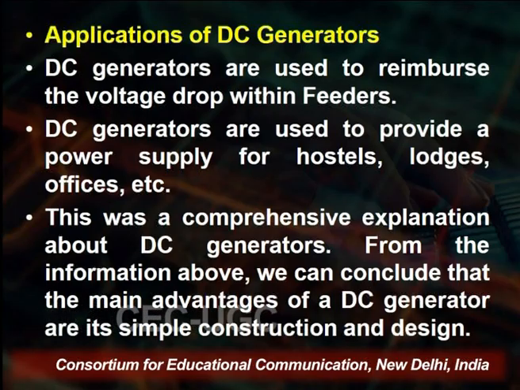The second application is the series DC generator, used in arc lamps for lighting, as a stable current generator, and as a booster. DC generators are used to compensate for the voltage drop within the feeders. DC generators are also used to provide the power supply for hostels, lodges and offices. This is a comprehensive explanation of the DC generator.